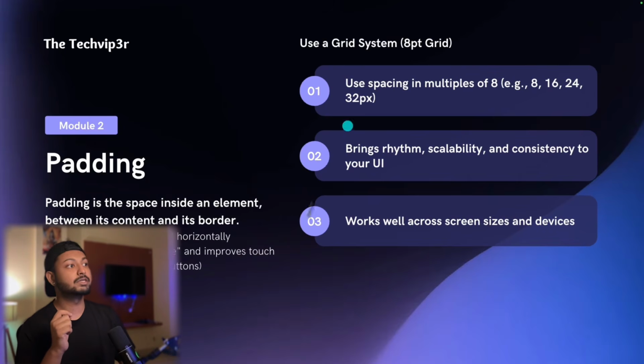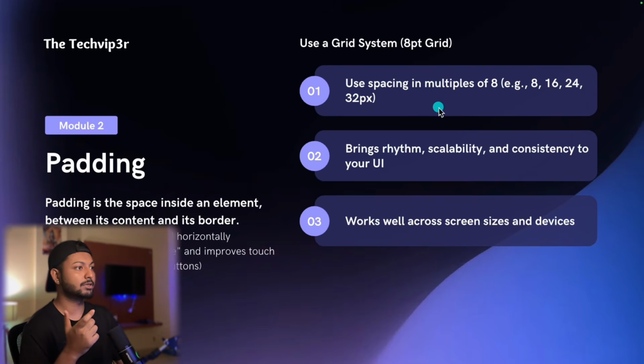And for that we use the grid system, the 8-point grid system, as I told you while discussing spacing, multiples of 8. 8, 16, 24, 32 pixel, the spacing in multiples of 8. If we follow those things while designing for other screen sizes also, it's going to be consistent enough. It works well across screen sizes and devices. When we use this formula, the multiple of 8s, it brings rhythm, scalability, and consistency to your UI. It feels good.